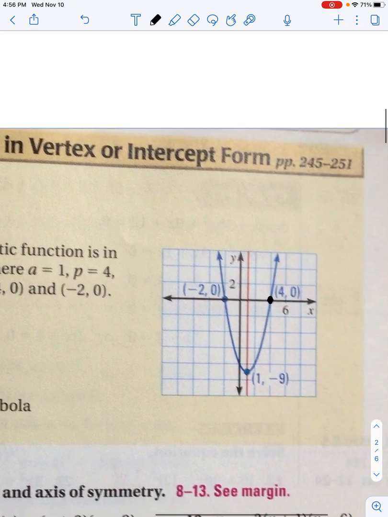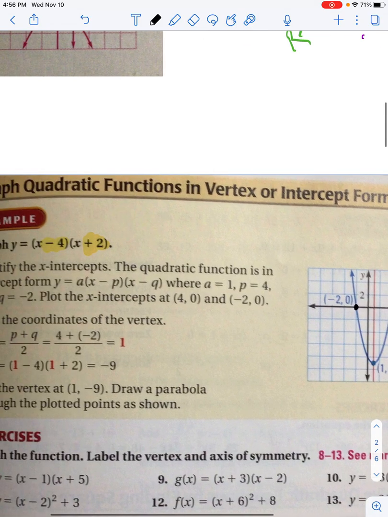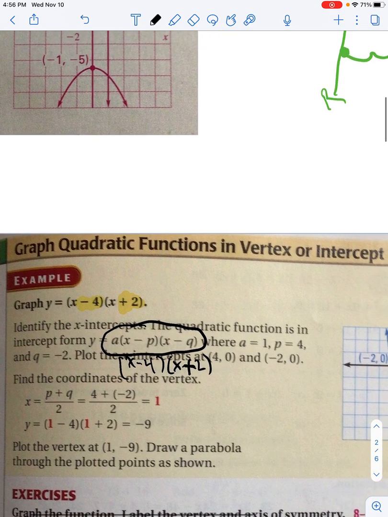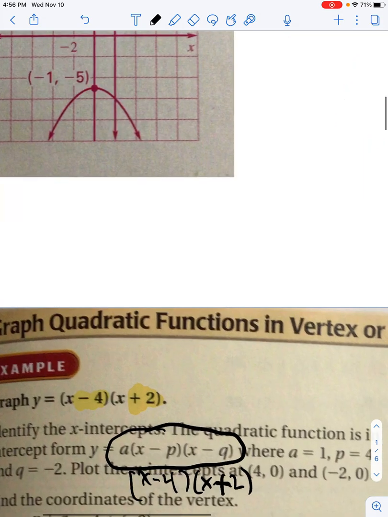Okay, so x is 4, y is 0. And because it's an x plus 2, my answer is going to be -2. So that's one of those goofy things. Because our formula is a times x minus p, x minus q, to fit that x minus, if I plug in a positive 4, it's going to be negative in the equation. If I plug in a -2 and I subtract it, x minus a negative turns positive. So I know that that's true.